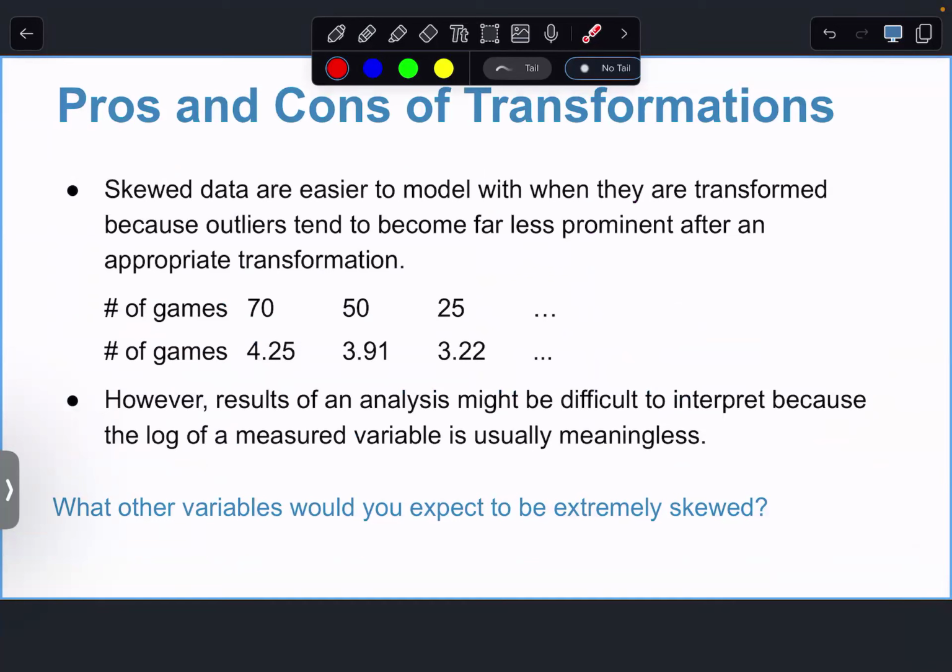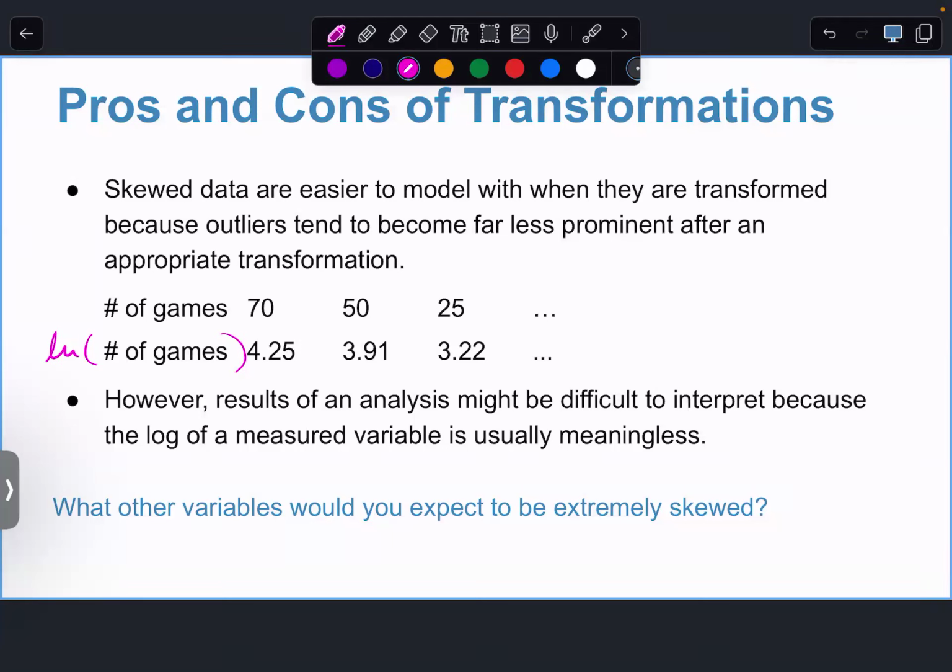So again, this should be the natural log of the games. The natural log of 70, 4.25, right? We've just taken each data point, taken the log of it, and recorded it.